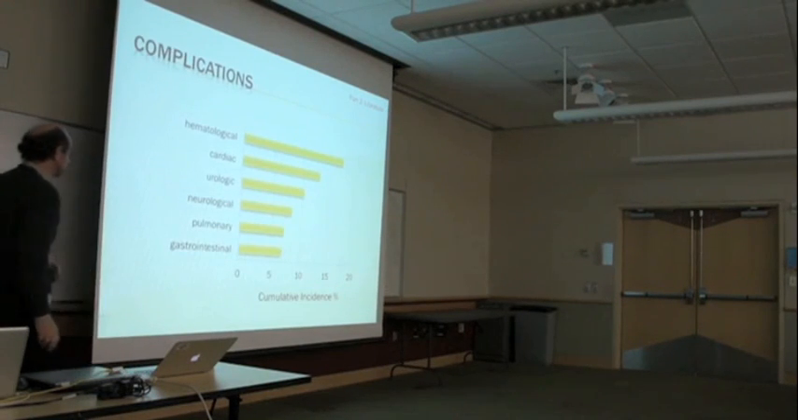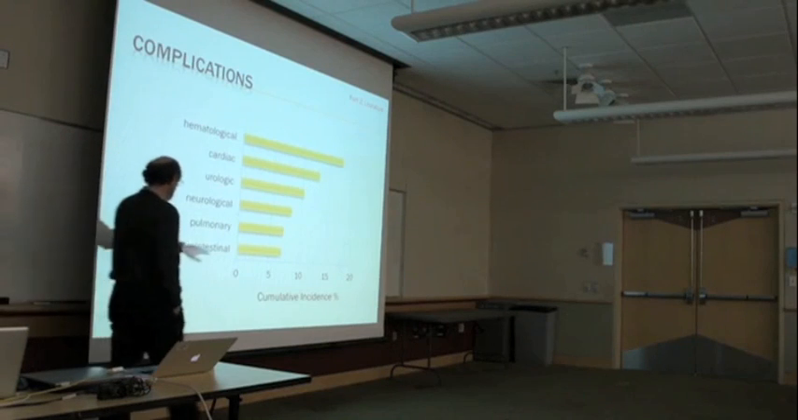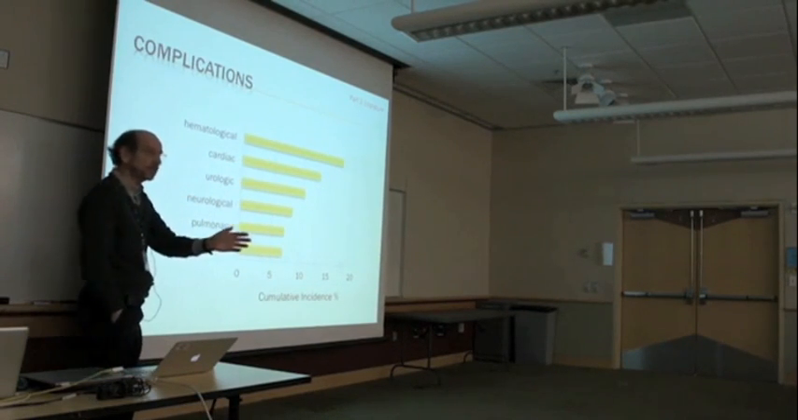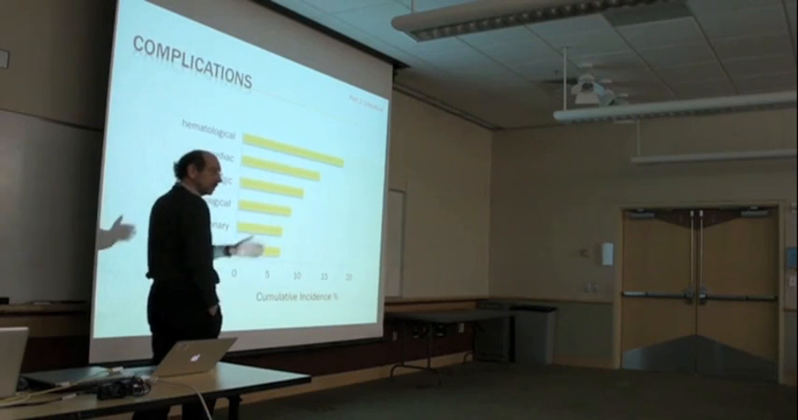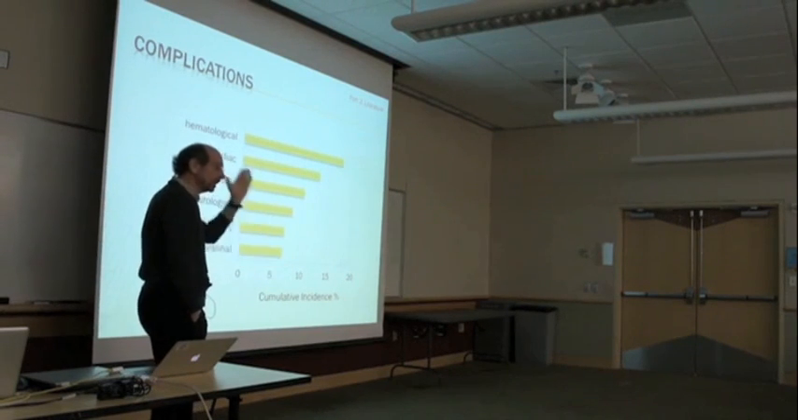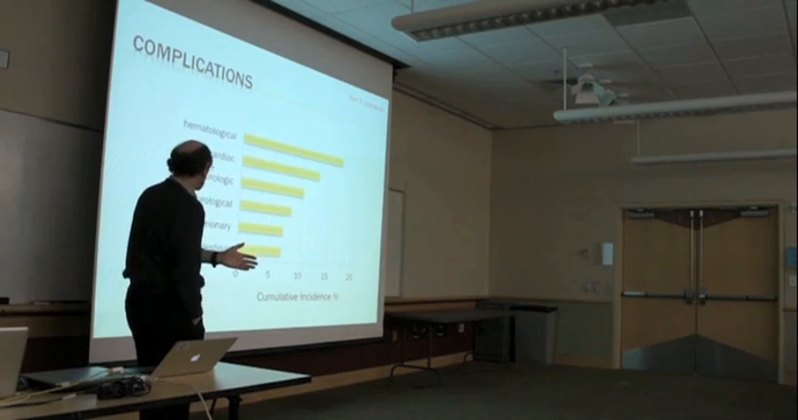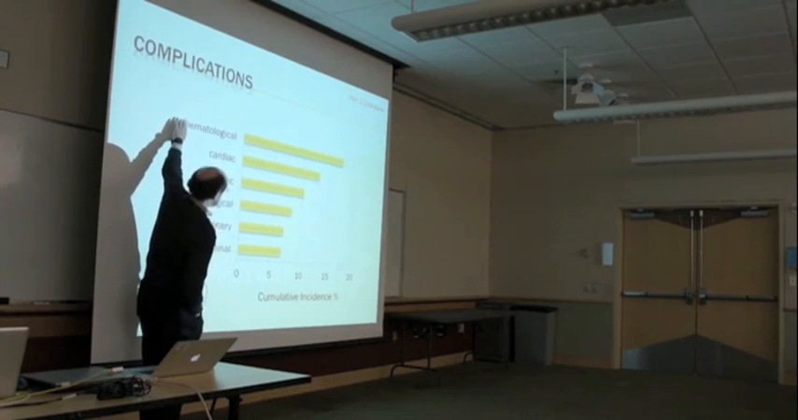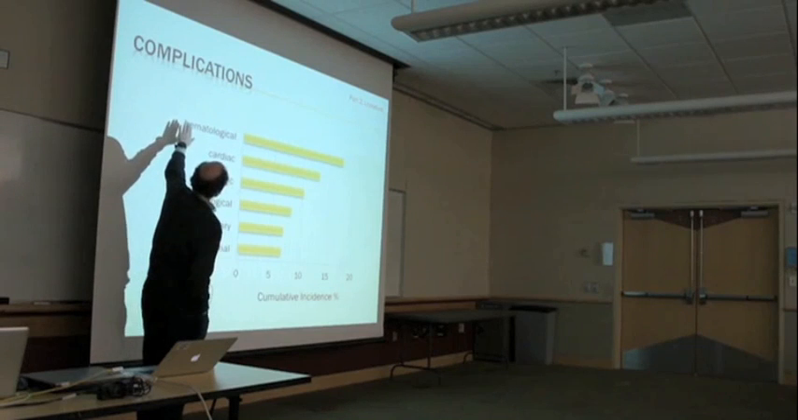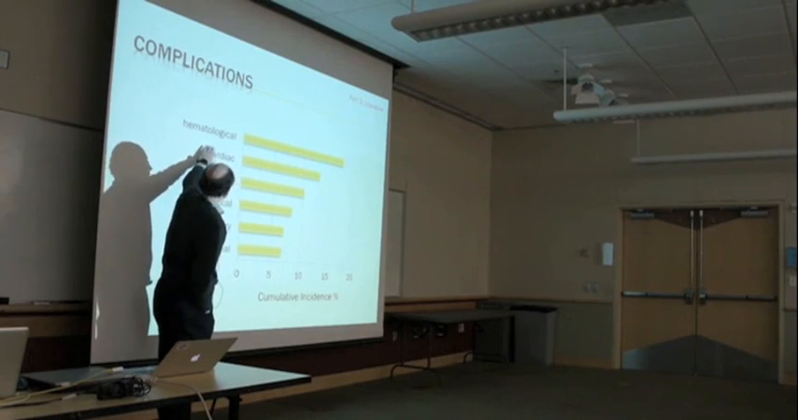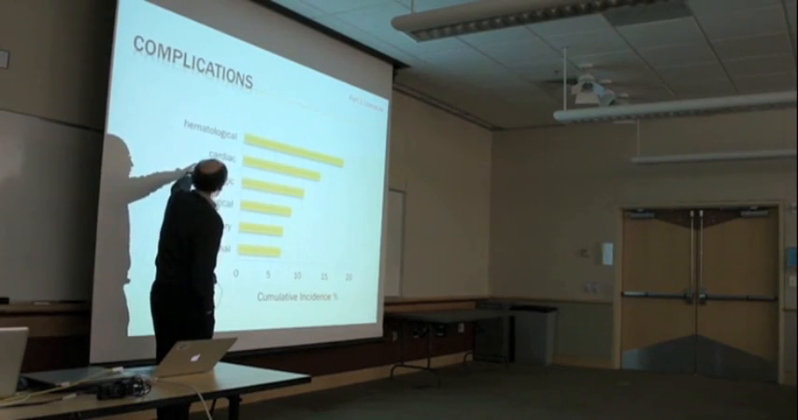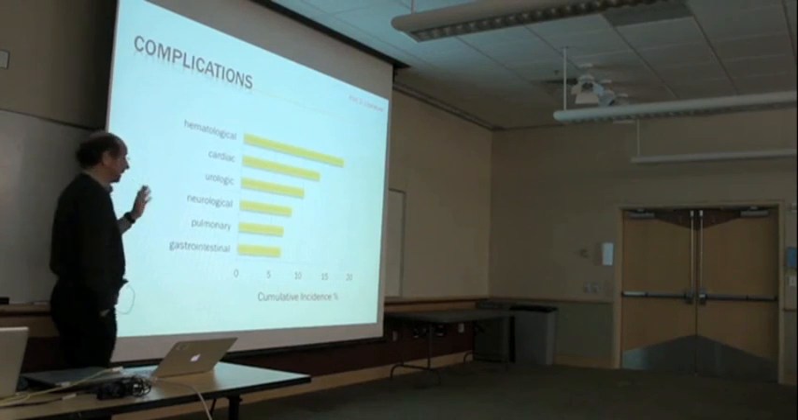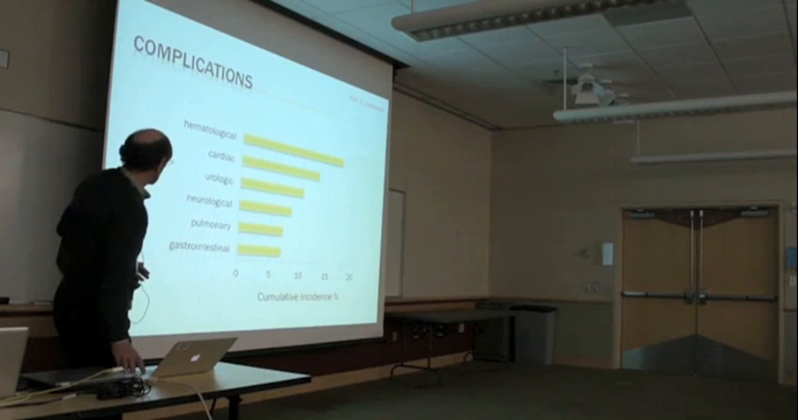All right, here's what they found. These are cumulative incidences. This is anything that occurred during the 2-year follow-up, cumulatively. Could have occurred immediately post-operatively, could have occurred at 23.5 months. You see that there is about a 17% hematological complication, about a 13% cardiac, and so on for urologic, neurological, pulmonary, and GI. A lot of complications.